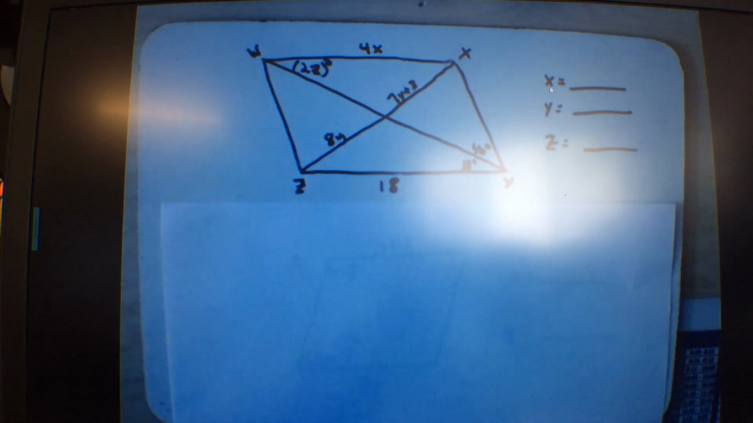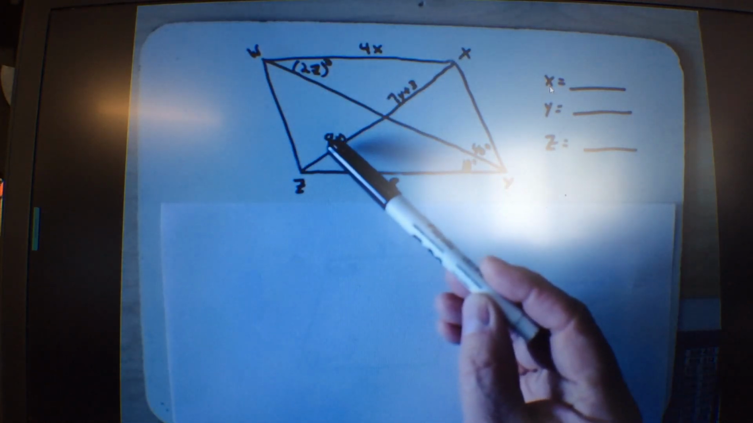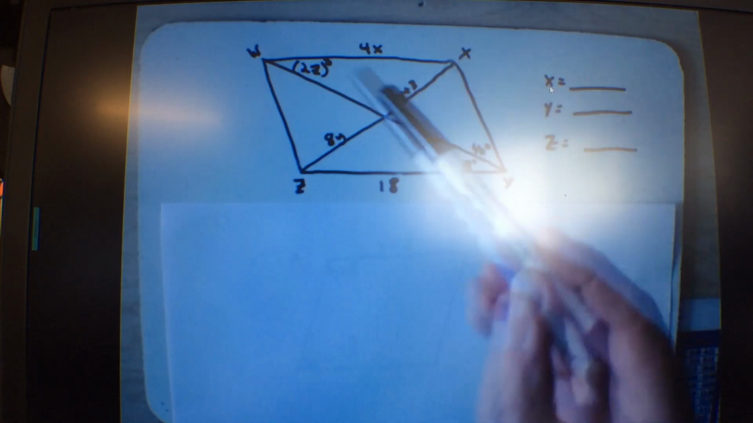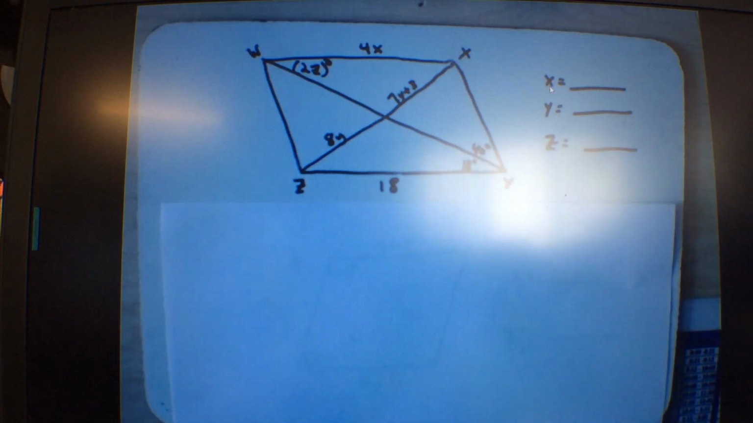I'm going to tell you that this is a parallelogram. Okay, this is a parallelogram. This side is 4x. This side is 18. This side is 8y. This side is 7y plus 3. This angle is 2z degrees. This is 18 degrees, and that's 40 degrees. What I'm challenging you to do is to find x and y and z. Okay? Make sure that you have an explanation on how to find them, please.